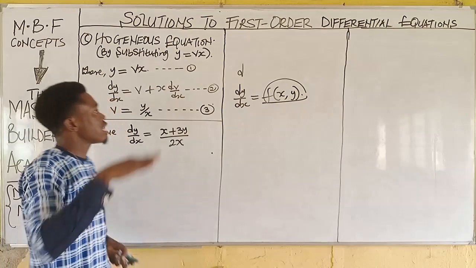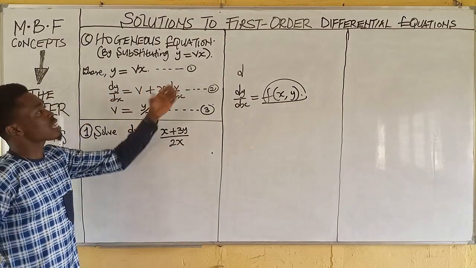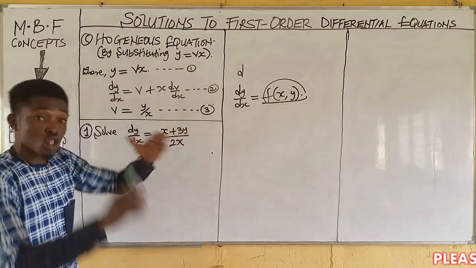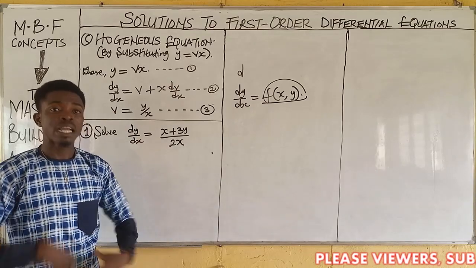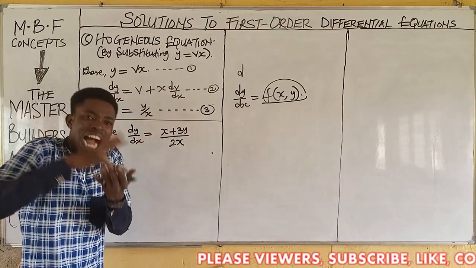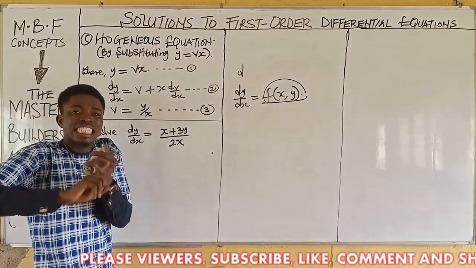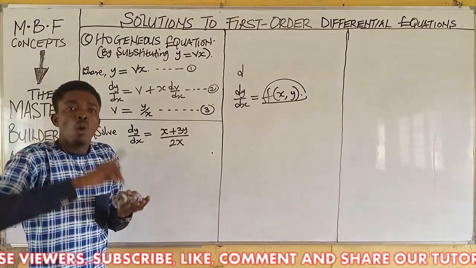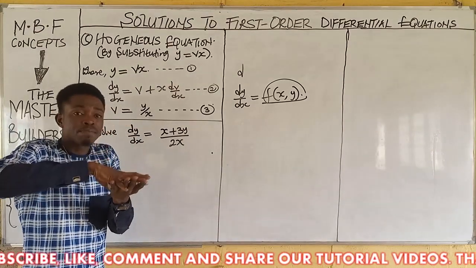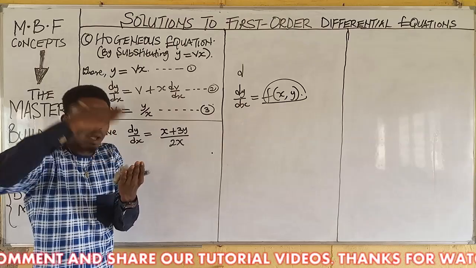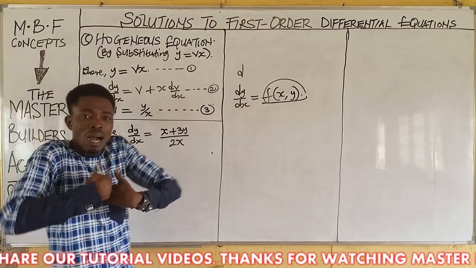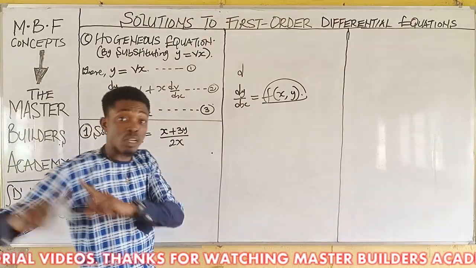Are you there? Now, if this is understood, after you have successfully substituted equation 1 and 2, you will substitute them simultaneously at the same time. Then simplify. Your answer or your outcome will now be in terms of v and x. Once you have been able to simplify to a point whereby the function you now have is a function of v and x, you can now separate.